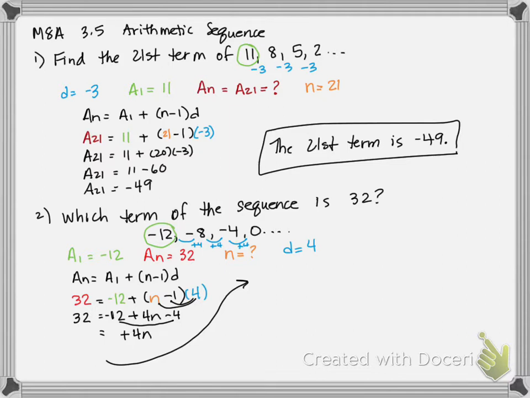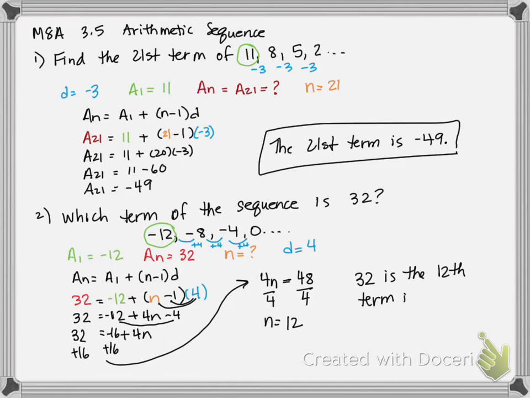So I'm going to get 32. Those two add up to negative 16. I'm going to add 16 to both sides. Use the symmetric property. 4n equals 48. Divide by 4. Now this is making sense, because that 6 would have been too quick. 6? Nope, we're already at 4 terms. Use logic when something doesn't look right. So we would say 32 is the 12th term in the sequence.